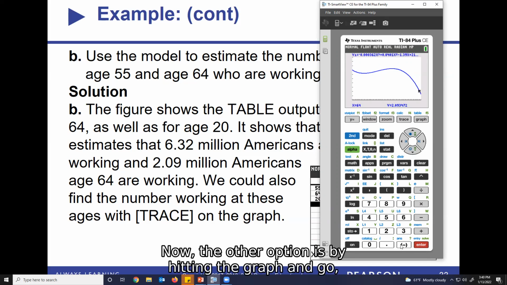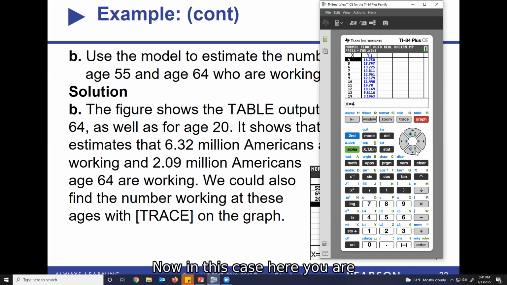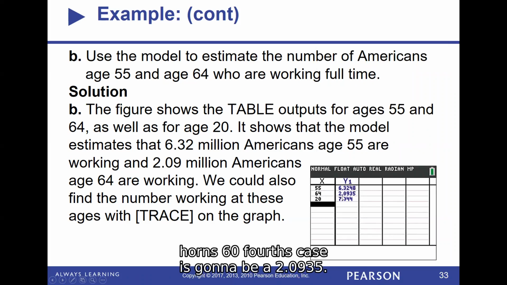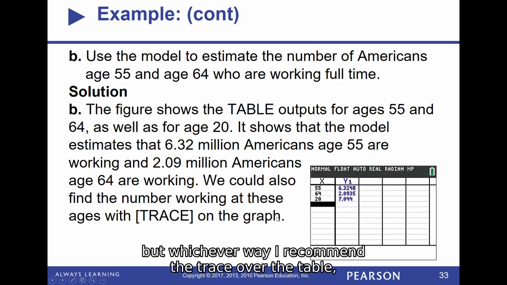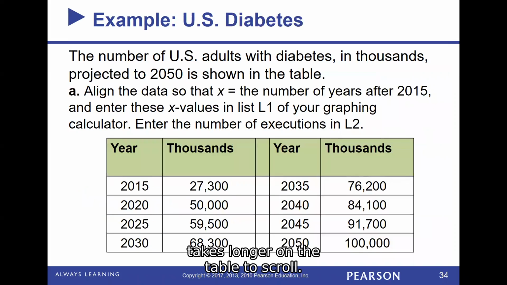Okay. Now, the other option is by hitting the graph and go, instead of taking a look at the graph itself, go to second graph and go to the table. Now, in this case here, you are going to have to go find 55 and 64, which I don't recommend just because it's a lot of scrolling, but it's totally possible. And if you found them there, it's going to be a 6.324A, or in 64's case, it's going to be a 2.0935. Again, kind of your choice of how you want to do that, but whichever way, I recommend the trace over the table just because it sometimes takes longer on the table to scroll.